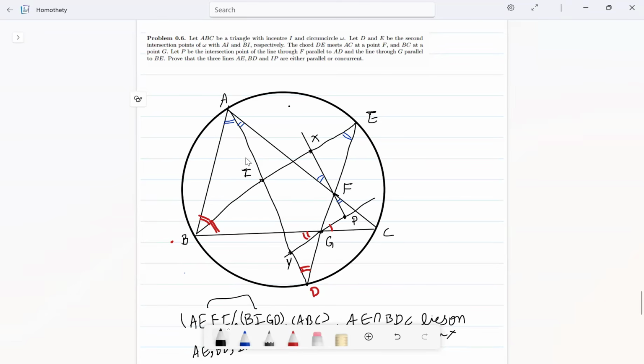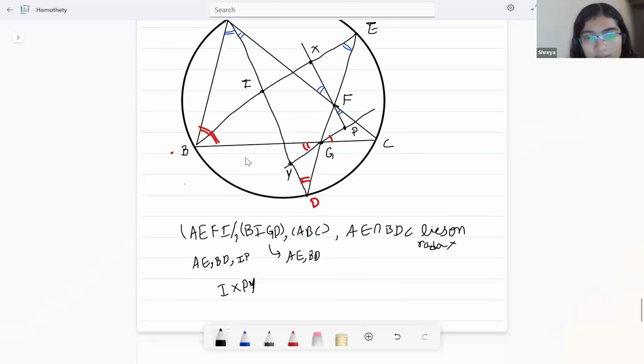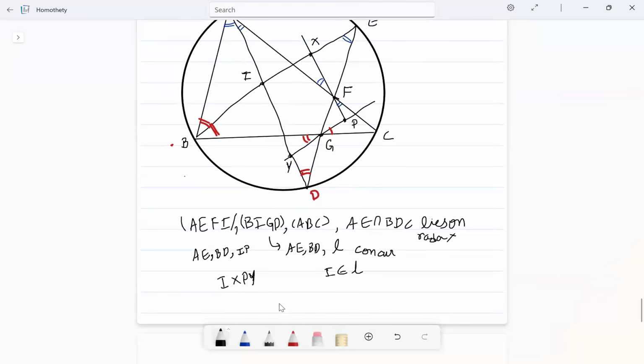Can you repeat it? Yeah. So if we do radical axis on these three circles, then what we get is that AE, BD, and the radical axis of these two things concur. And I clearly lies on the radical axis because I is literally a common point. Okay, yeah, I got it.